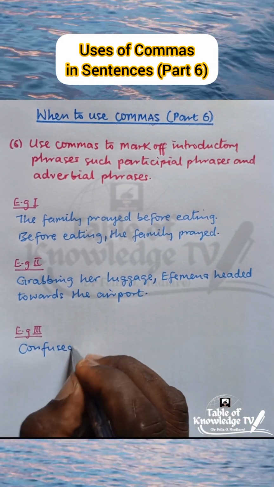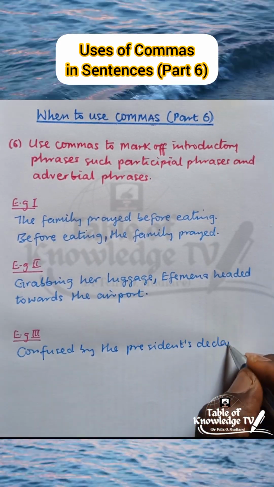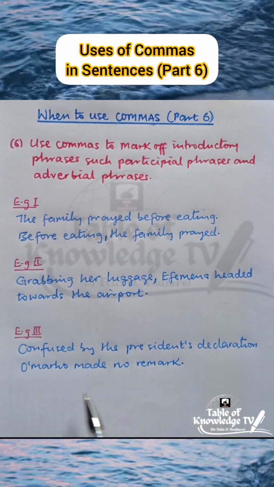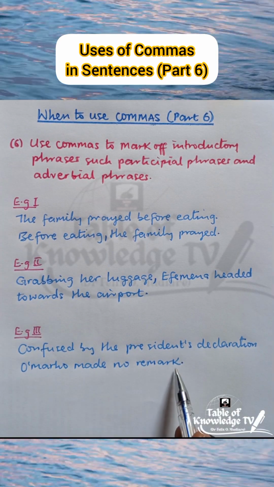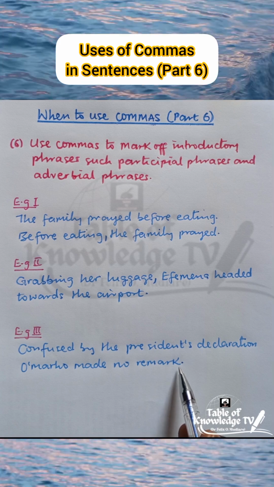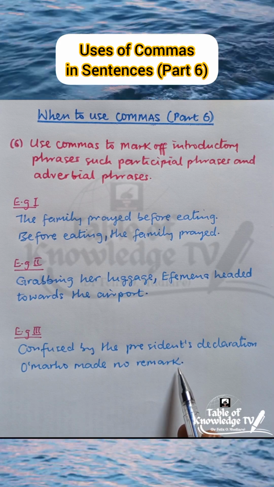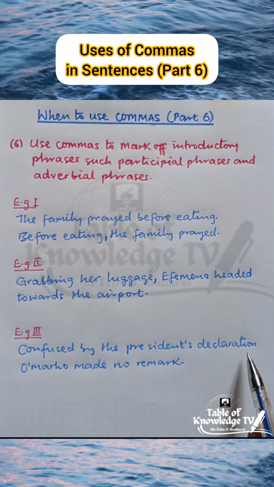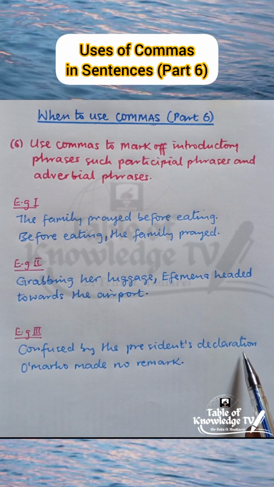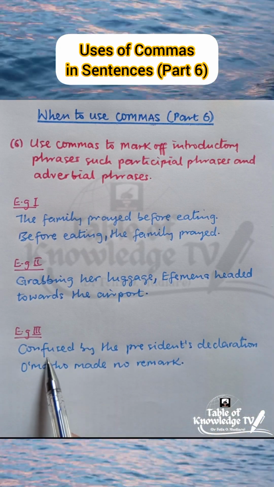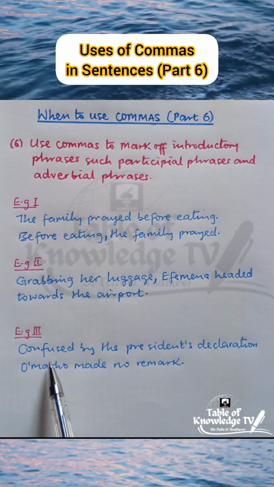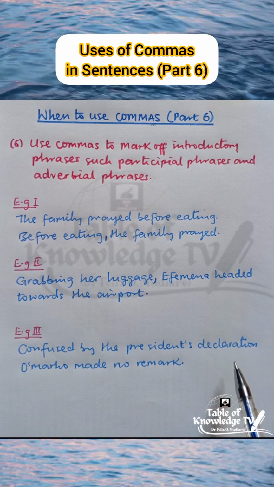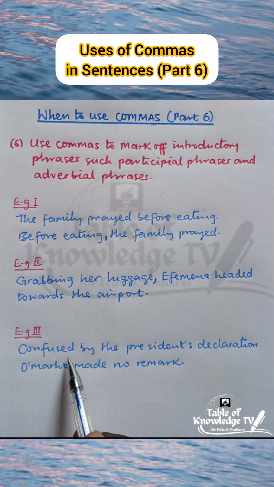We have that confused by the president's declaration, Ogenemaru made no remark. Here, Ogenemaru made no remark is the main clause. It is an independent clause. Then look at the first part that says, confused by the president's declaration. This is a phrase which begins with a past participle verb and also contains a noun. So this now is a participial phrase. It is a past participial phrase.